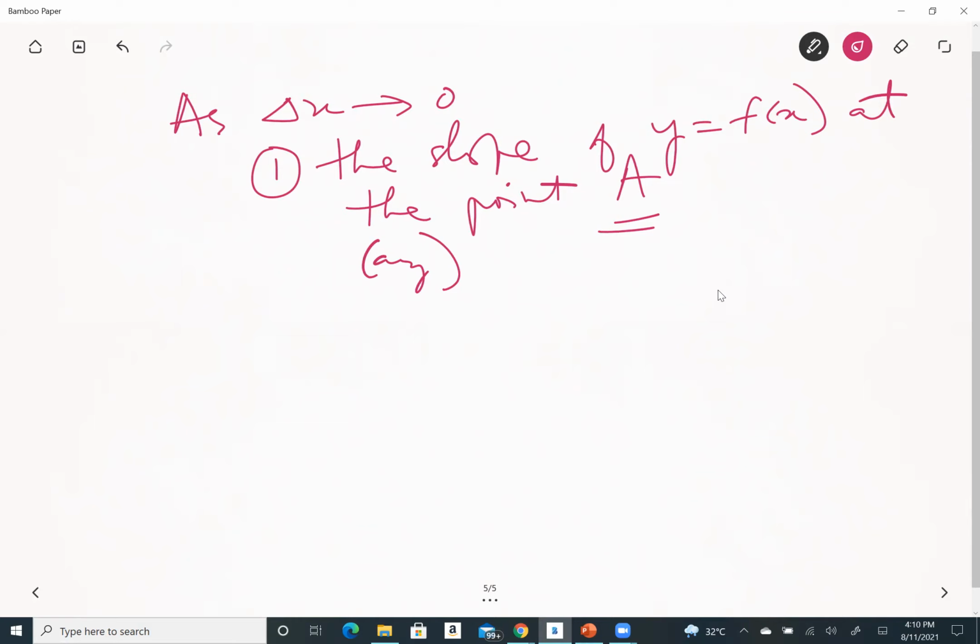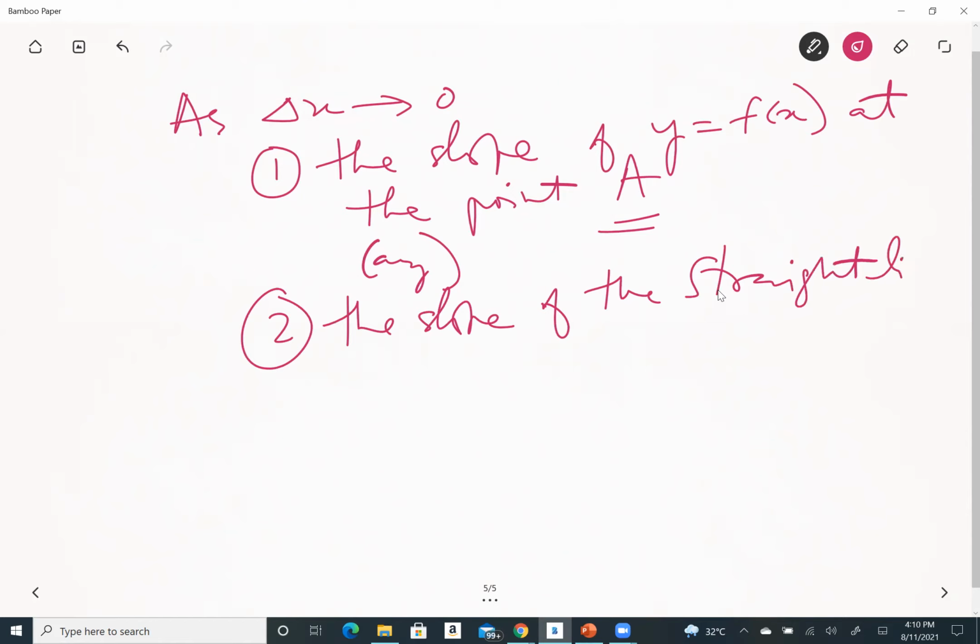So here we are no more talking about the slope between 2 points. It's the slope at a point A. Now, what is it? The slope at a point A is the slope of the straight line.